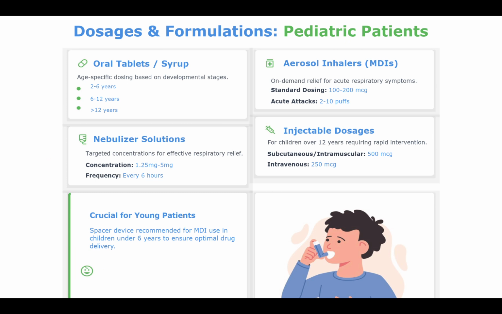Nebulizer solutions are ideal for severe cases. Under 4 years, 1.25 to 2.5 mg every 6 hours. 4 to 11 years, 2.5 to 5 mg up to 4 times daily. And for children 2 to 12 years, 0.63 to 1.25 mg 3 to 4 times daily. Injectable routes are reserved for life-threatening scenarios in children over 12: 500 micrograms subcutaneously or intramuscularly every 4 hours, or 250 micrograms IV slowly. Always monitor for tachycardia in kids.